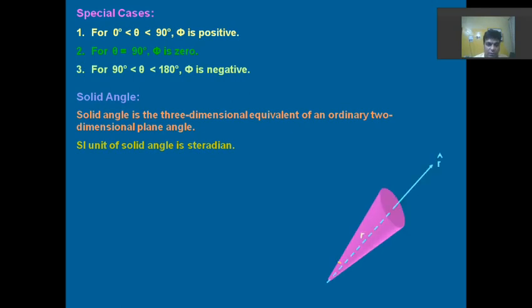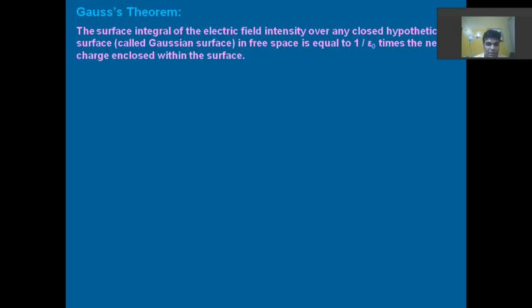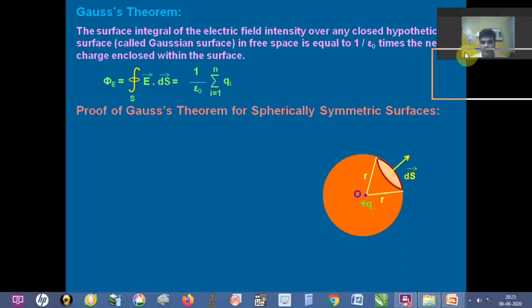So now we come to the solid angle. Solid angle is the three-dimensional equivalent of the two-dimensional plane angle. We will discuss it later on. And now we come to the Gauss theorem. Gauss theorem is a very important theorem. What is the statement of Gauss theorem?